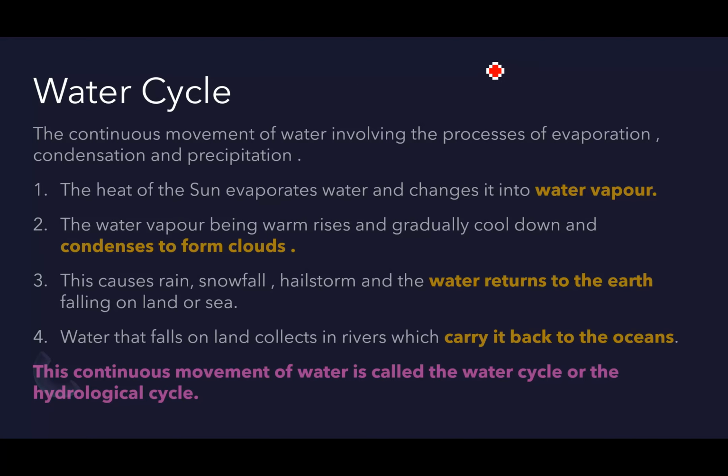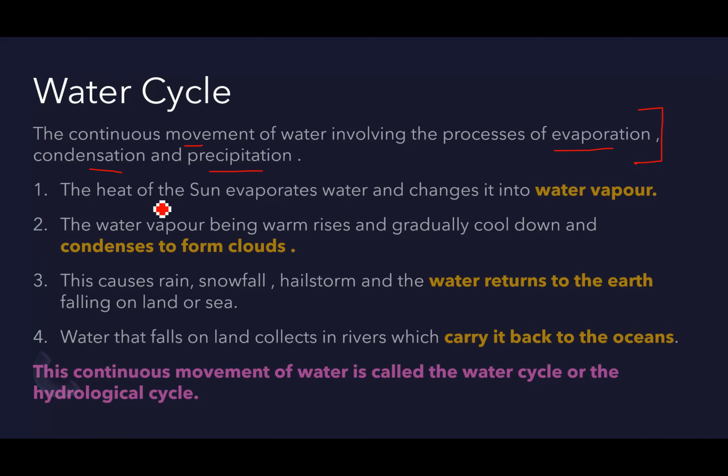Right now, what is actually the water cycle? The continuous movement of water, which involves the process of evaporation, condensation, and precipitation. Now, this is the water cycle. So, it's a continuous movement of water involving three most important processes: evaporation, condensation, and precipitation.